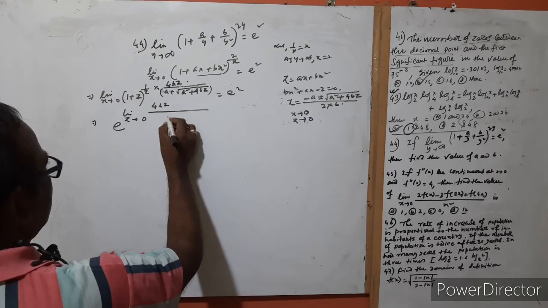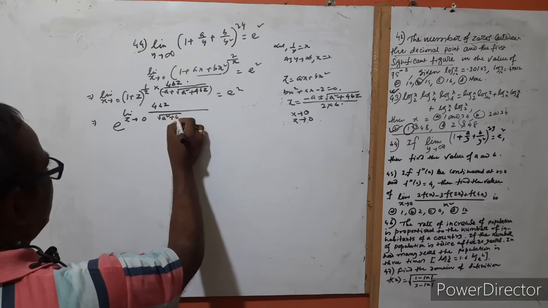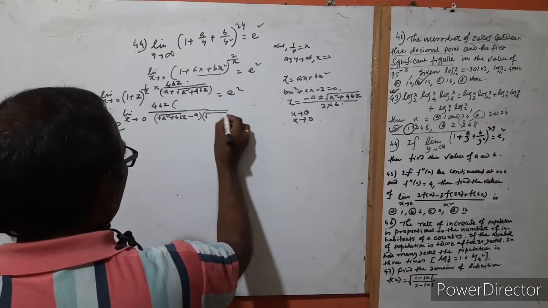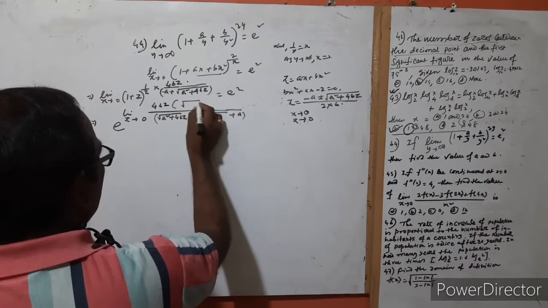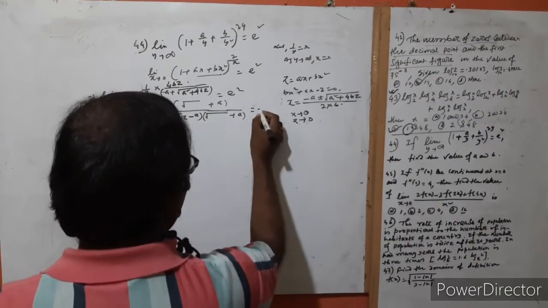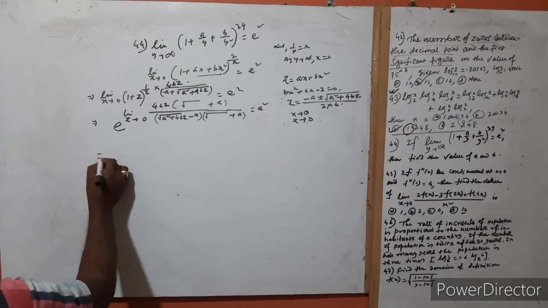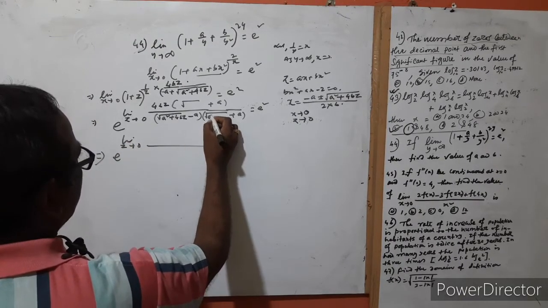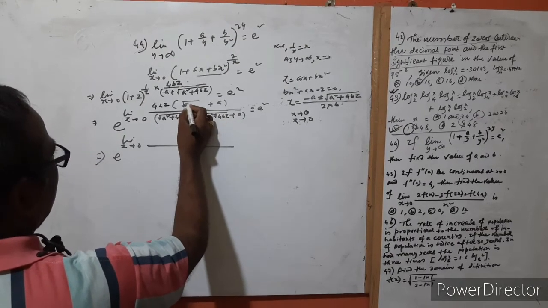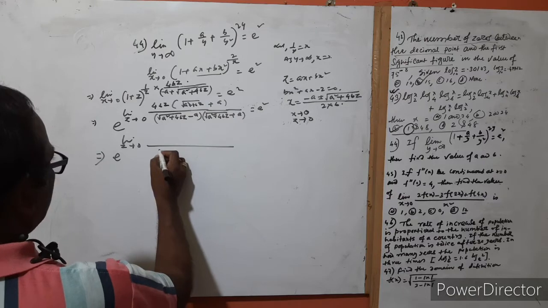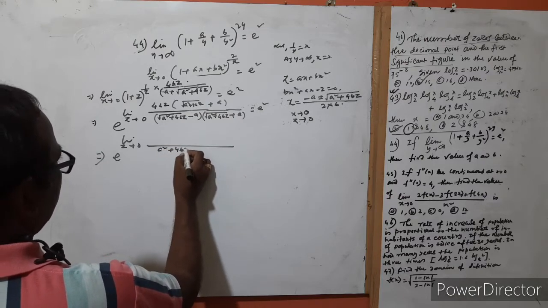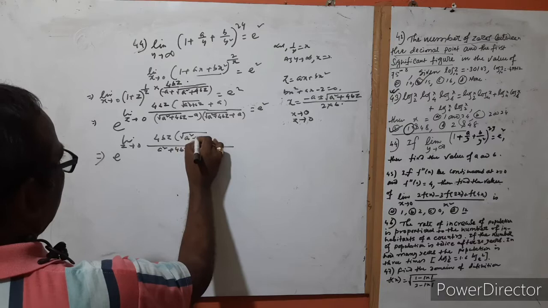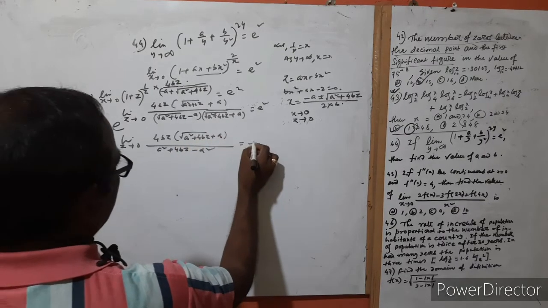4bz by root over a square plus 4bz minus a, and multiply by the other factor, root over this plus a, and same as root over this plus a, and this is equal to e square. And we get here e to the power limit z tends to 0, a square plus 4bz minus a square, so 4bz, and this is root over a square plus 4bz plus a is equal to e square.